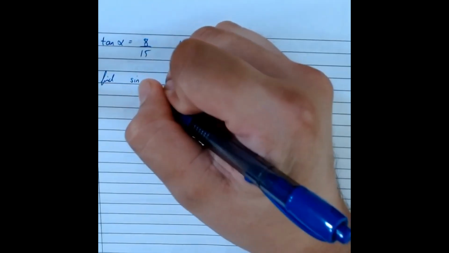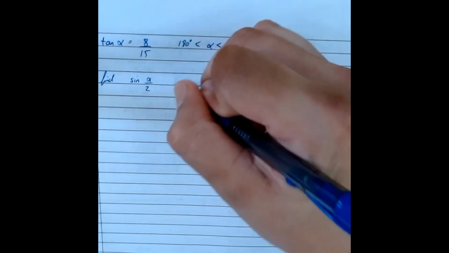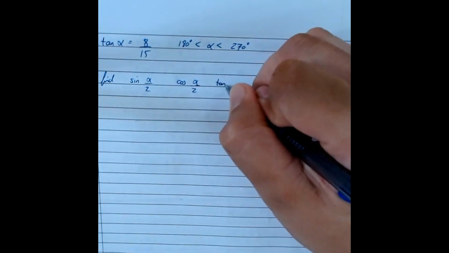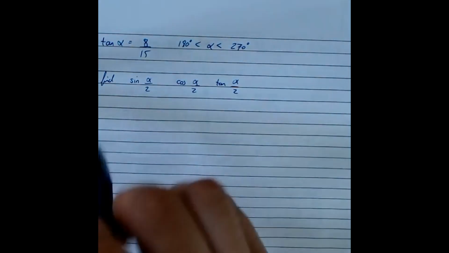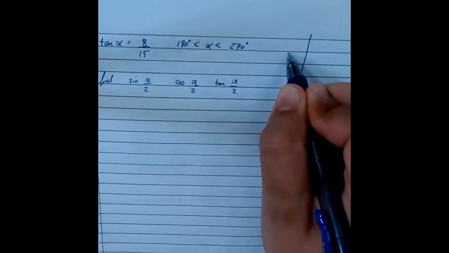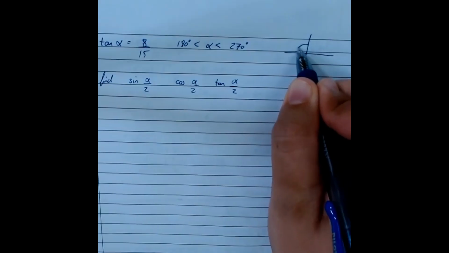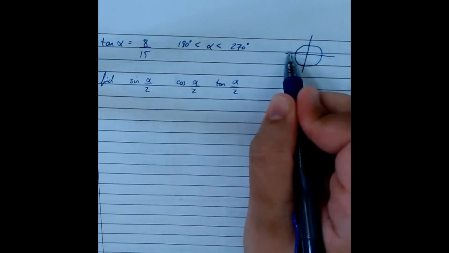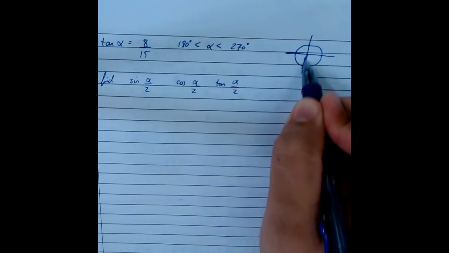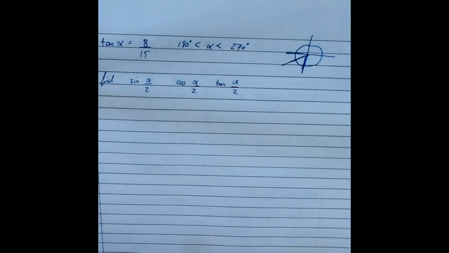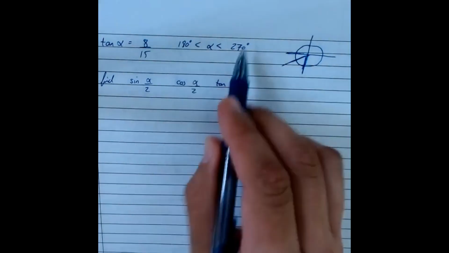All right, so now the question is to go ahead and find all of the half angles. So we'll find sine of alpha over 2, cosine of alpha over 2, and the tangent of alpha over 2. So let's start with the first one here. All right, first of all, if I consider my unit circle, an angle that is greater than 180 degrees, well, that's 180, and less than 270, that's 270 over here, that means that alpha falls somewhere in this third quadrant. Okay, so let's keep that in mind. Alpha is in quadrant number 3.